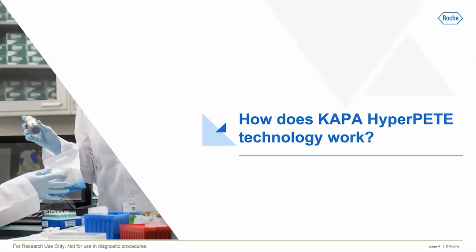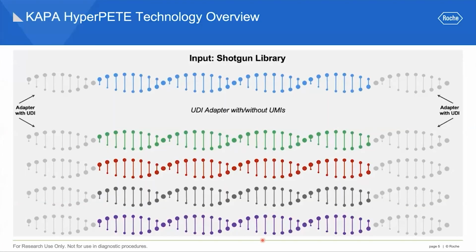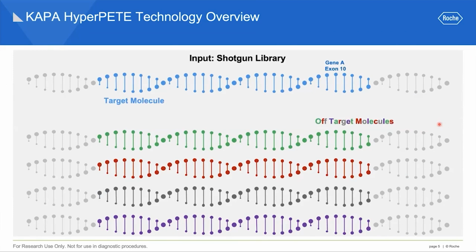All right, thanks, John. So now we'll go into how the HyperPETE technology works. As we described previously, the input into the HyperPETE capture is a shotgun library. I won't go through the making of a shotgun library, but you can see that we have our library molecules with our adapter sequences ligated on here. We do use our KAPA unique dual index adapters, and you have the option of using these adapters with or without unique molecular identifiers. For somatic mutation calling applications, we will use UMIs. In this example, we have our input shotgun library, and on the top our target molecule in blue, so the insert here. And this one is gene A exon 10, for example.